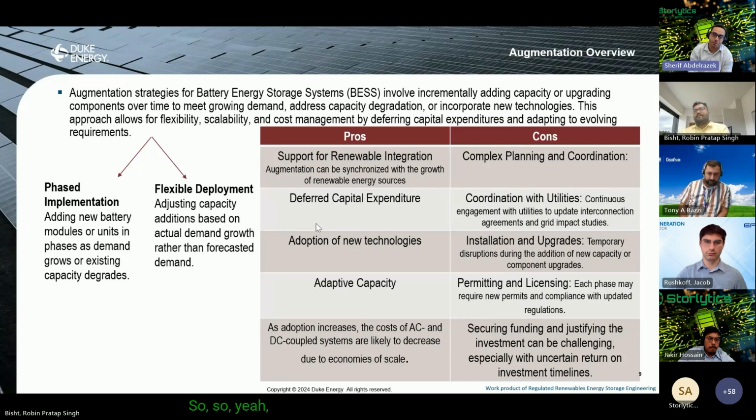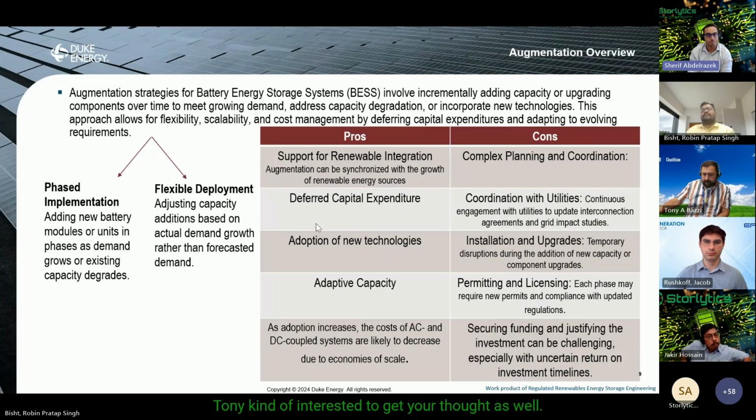So from my perspective, it's probably best to plan to grow into an already approved capacity rather than amending it, because it's very easy to trigger an upgrade that may very likely be cost prohibitive. So making an augmentation phase reliant on an interconnection amendment is, from my viewpoint, a bit risky. But Tony, I'm interested to get your thoughts as well.